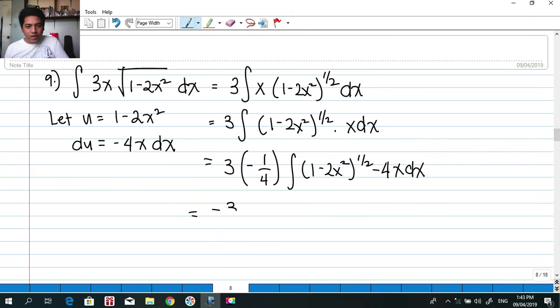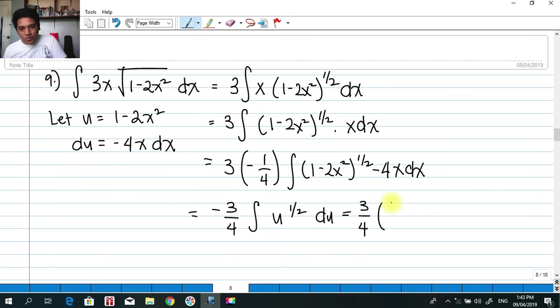So we can have here negative 3/4 times the integral of this, which is equal to u raised to 1 half, because this integrand is equal to u. We let that be equal to u. Negative 4x dx is simply equal to du. So we can now evaluate the integral of that.